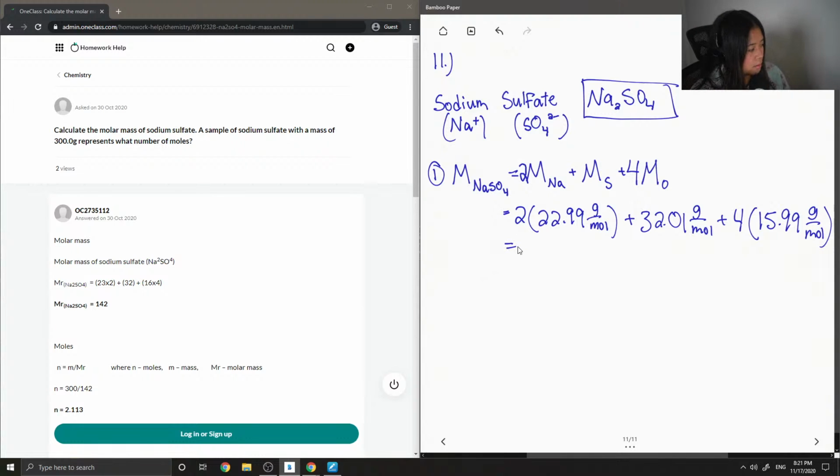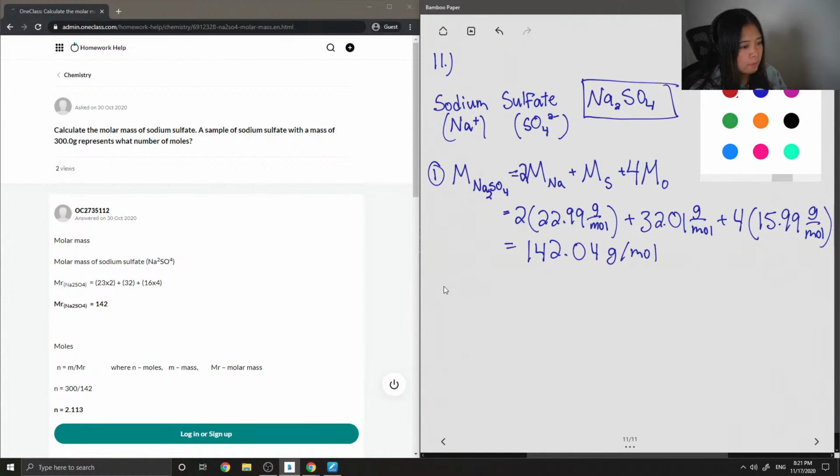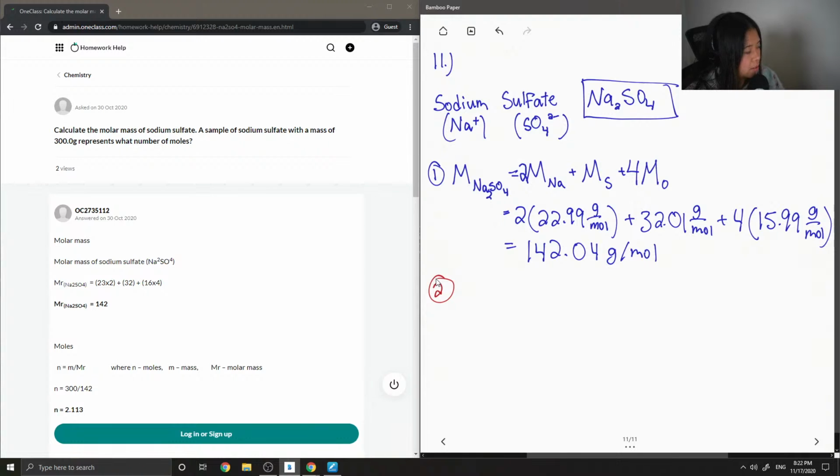Okay, so adding all these values up gives 142.04 grams per mole for the molar mass of sodium sulfate. So part 2 of the question asks, if the mass is equal to 300 grams, what is the number of moles?